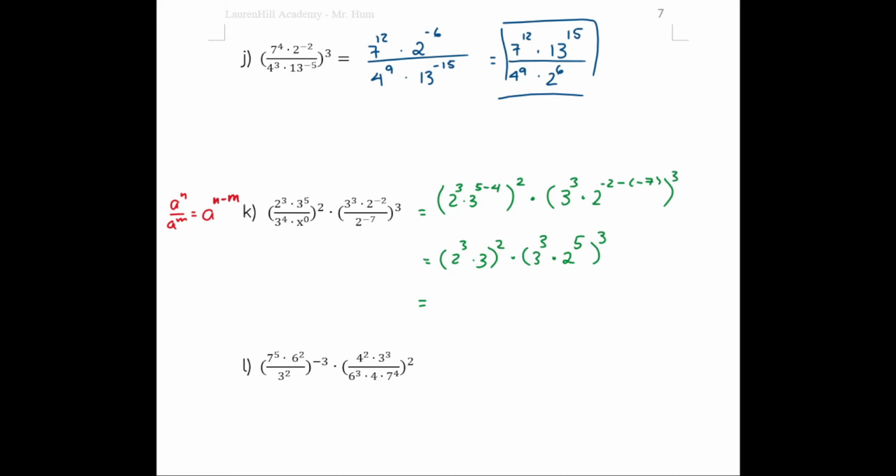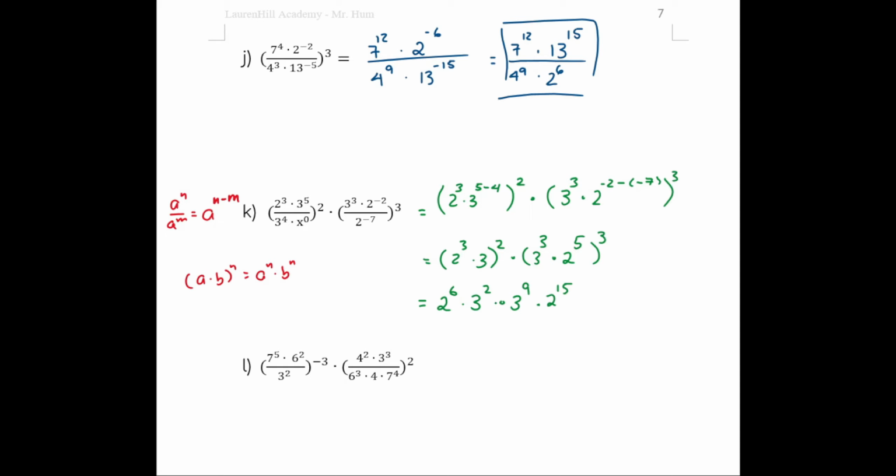And now at this point, we can use this rule here: a times b to the n is equal to a to the n times b to the n. Or you could call this the shortcut method as well. There's no addition, no subtraction, so we could just distribute the exponent by multiplying it to the exponents of everything inside. So 2 to the 3 times 2 is 6, times 3 to the 1 times 2 is 2, times 3 to the 3 times 3 is 3 to the 9, times 2 to the 5 times 3 is 15. So we have 2 to the 6 times 3 to the 2 times 3 to the 9 times 2 to the 15.